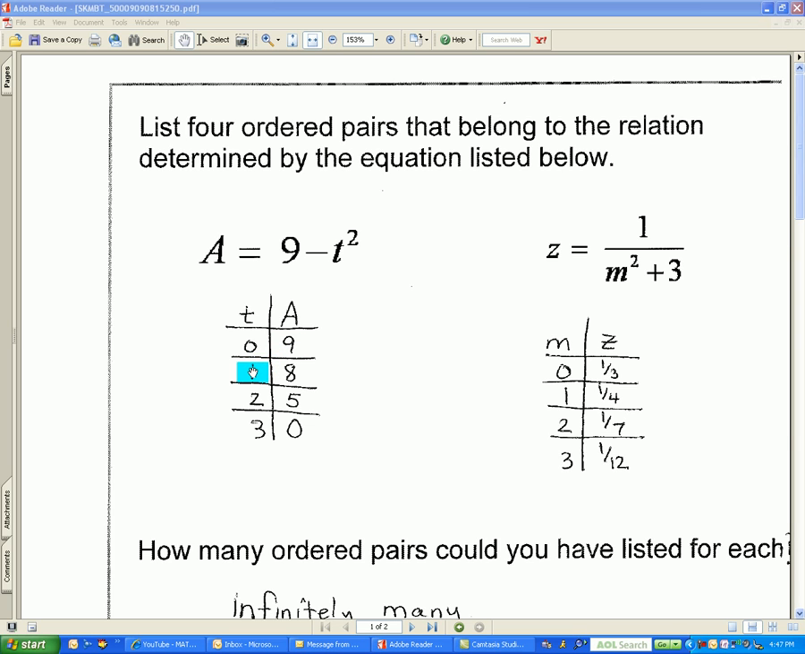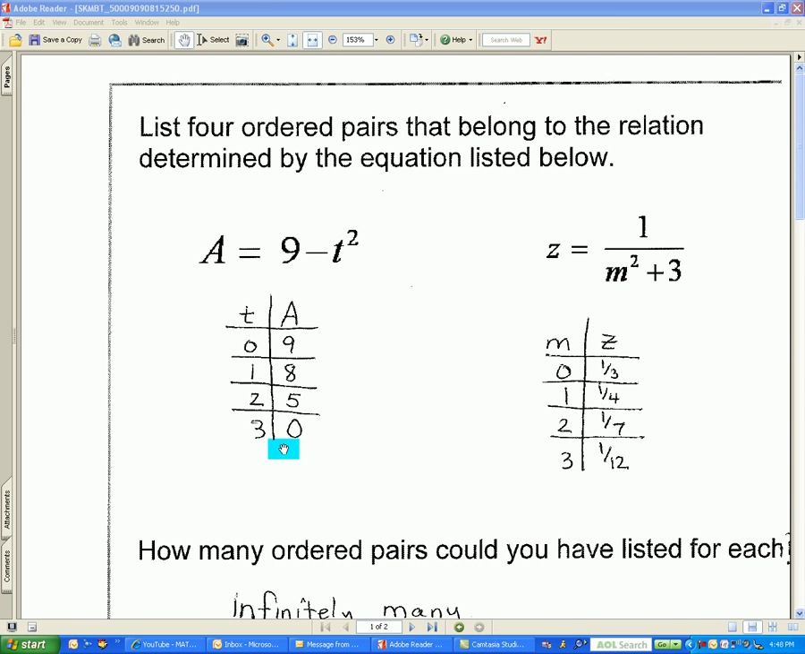If I replace t with 1, 9 minus 1 squared becomes 9 minus 1, which is 8. So my next ordered pair is the ordered pair 1, 8. And so on. If I replace t with 2, 9 minus 2 squared is 9 minus 4, which results in 5. So I have the ordered pair 2, 5. And finally, if I put a 3 in the place of t, 9 minus 3 squared is 9 minus 9, which is 0. 3, 0 is my last ordered pair.